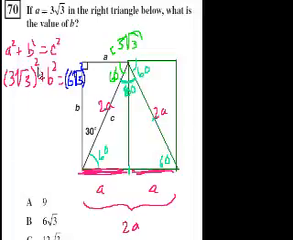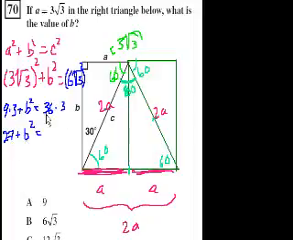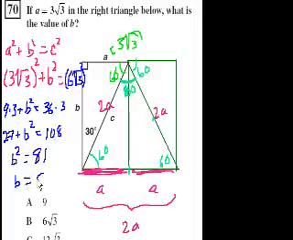So if you take 3 roots of 3 to the second power, it's the same thing as 3 squared times the square root of 3 squared. So that's 9 times 3 plus B squared is equal to 36 times 3. And so that's 27 plus B squared is equal to 36 times 3, which is 108. Subtract 27 from both sides. B squared is equal to 81. B is equal to 9. And so that is choice A.